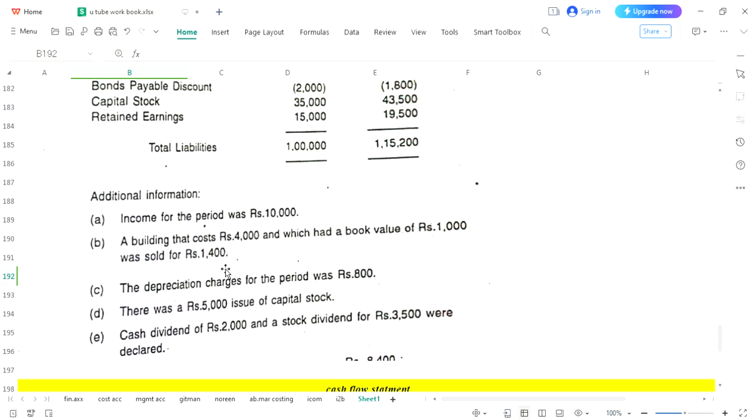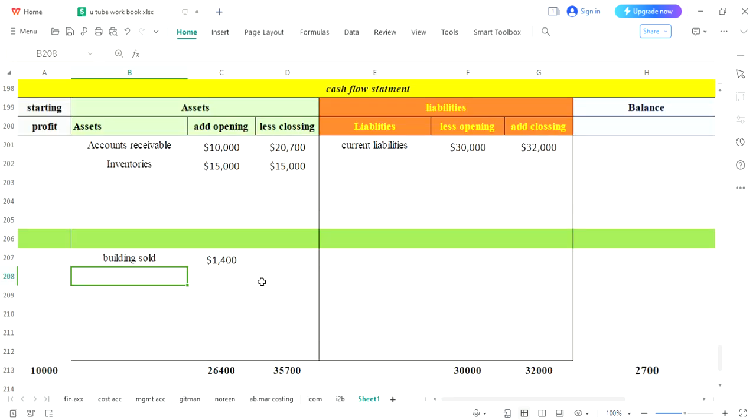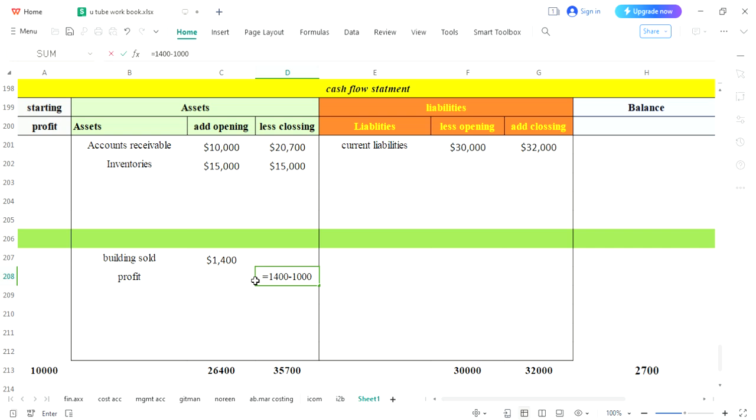As you know, loss was written over here because loss was a non-cash expense. Now it is just the opposite. We have got profit, so you are going to write on the opposite side. How much profit? You sold your asset for 1,400 rupees while the original or book value was 1,000. So here you have posted profit.